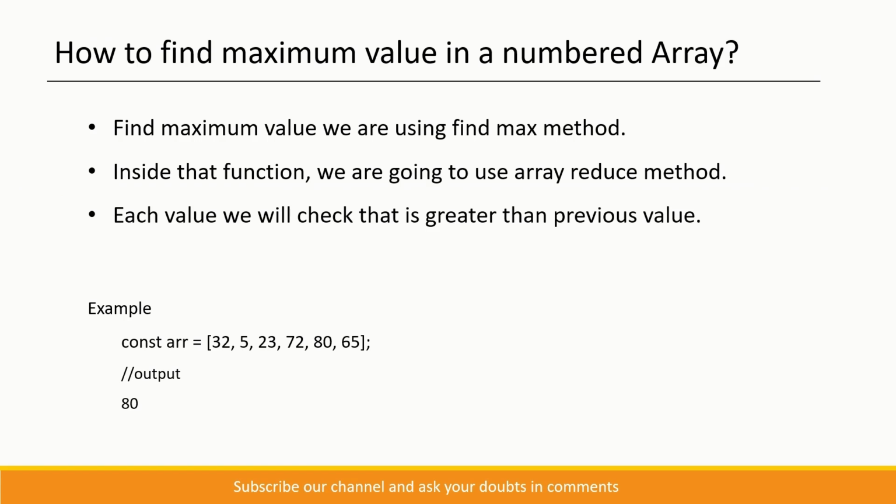Question: how to find the maximum value in a number array? In JavaScript, there are lots of ways to find the maximum value in a number array, but here we are going to use a findMax method. Inside that method we are going to use the array reduce method, which is an inbuilt method in JavaScript. Inside the reduce method we check whether each value is greater than the previous value. If yes, then we return that value; if not, then we return the other. Like that we will find the maximum value in a number array.